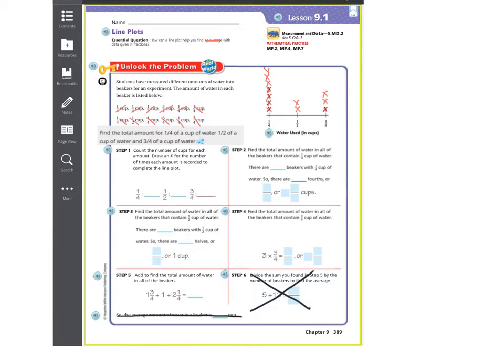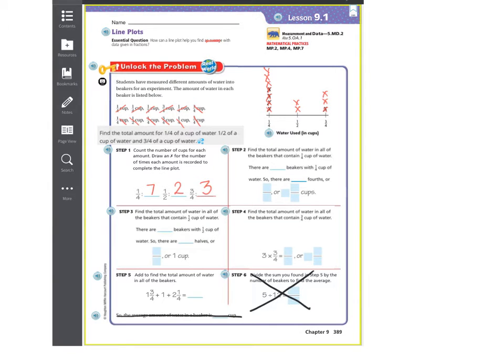Okay, so now we're going to take it a step further. Step 1, we're going to count the number of cups for each amount. So we're going to go here and we're going to count up each amount. So we have 1, 2, 3, 4, 5, 6, 7. So for 1/4, we have 7 times on our chart. For half, we're going to count, we have 2, and for 3/4, we have 1, 2, 3. So we have 3.